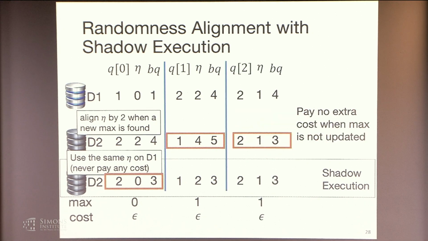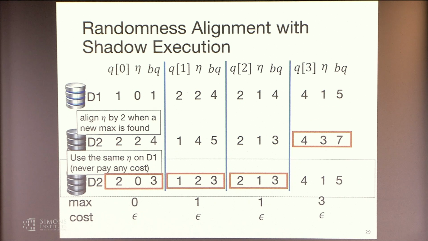The next query doesn't update the max, so I still use the previous proof. I don't update the previous proof. And because the max is not updated, by the alignment strategy, this random bit will still be 1. And finally, I will see a new max in D1. So in this case, I will switch to the shadow execution, and for the current query, I will use the alignment of 2 because of the alignment strategy on the first execution on D2. So finally, what we construct is exactly the same as what you get if you look ahead. It's exactly the same alignment as I showed you before in alignment strategy 2. But this doesn't require any look-ahead semantics in the programming logic.